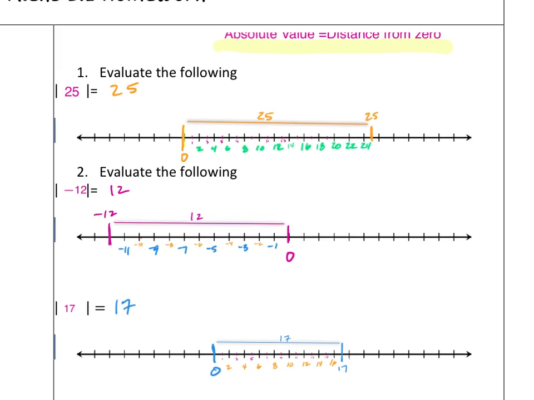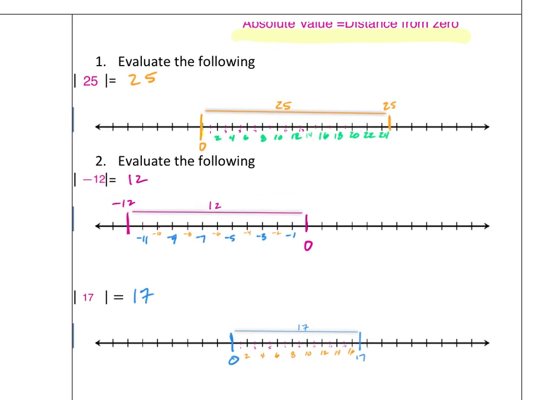All right, if you look at these, I've drawn the number lines to help you understand it. The absolute value of 25 is 25. The absolute value of negative 12 is 12. And the absolute value of 17 is 17.